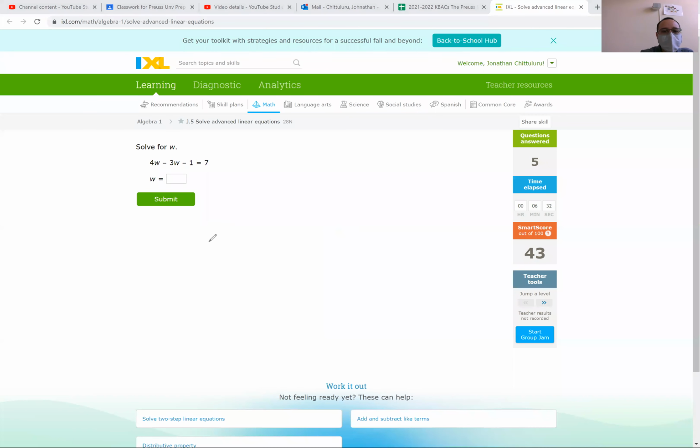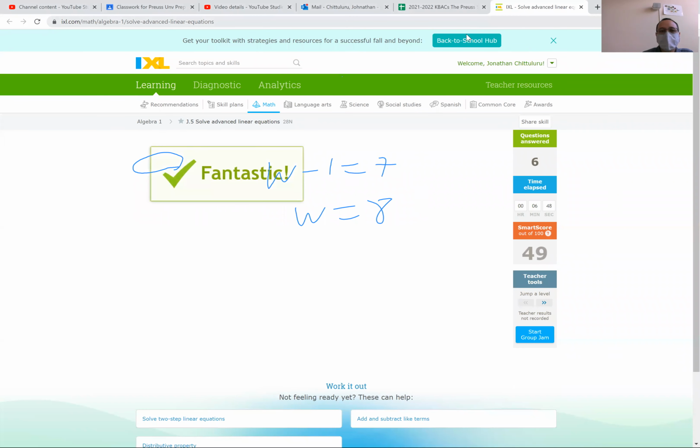So 3w minus 4w minus 3w, that's easy, combine like terms. You get w minus 1 equals 7. Add 1 to both sides, w equals 8. So put our 8 there. That's that. Clear it out. And I'm just going to do a couple more here.